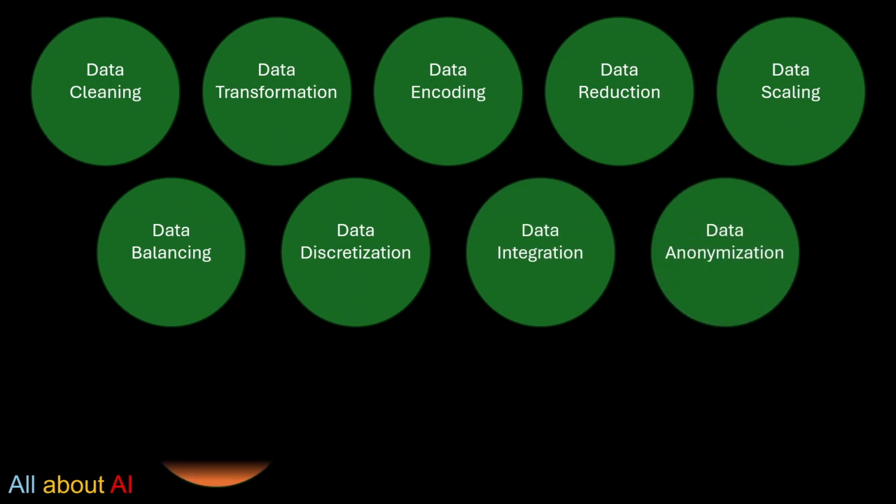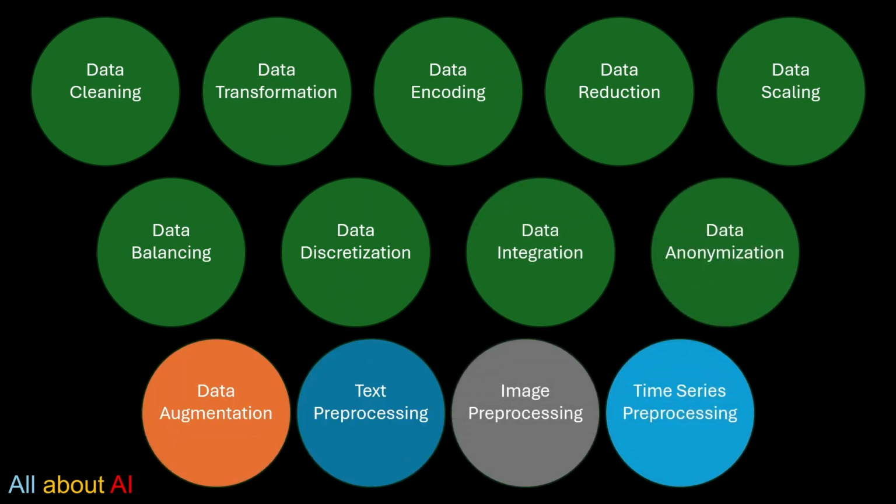Now, we'll be covering various data pre-processing methods like data cleaning, data transformation, data encoding, data reduction, data scaling, data balancing, data discretization, data integration, data anonymization. Some of them will be specific to a few fields, like data augmentation, which will be used in image and text. Then there are specific pre-processing steps for text, image, and time series data.